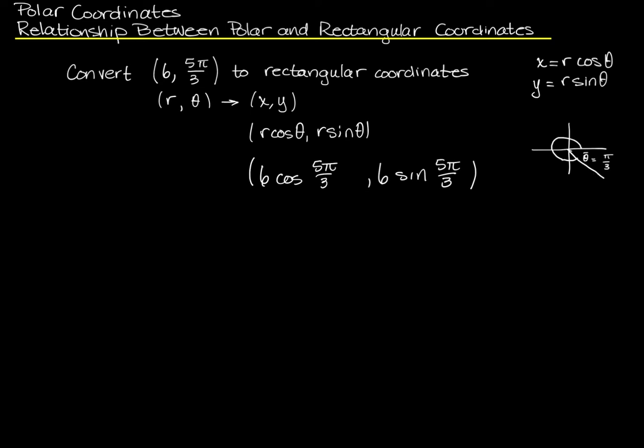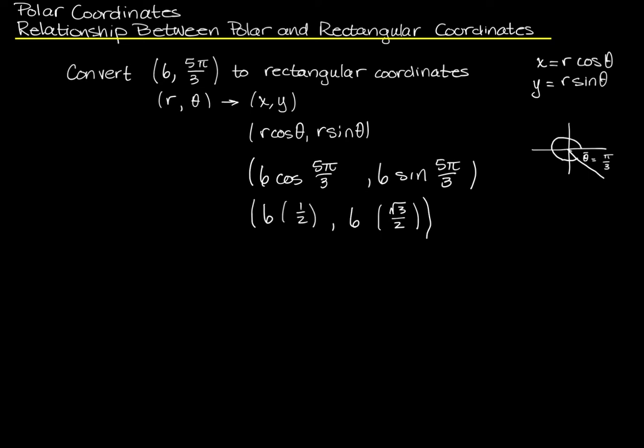Now, the cosine, let's rewrite the 6. The cosine of pi over 3 is a half. And the sine of pi over 3 is the square root of 3 over 2.